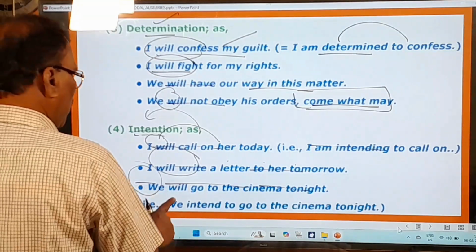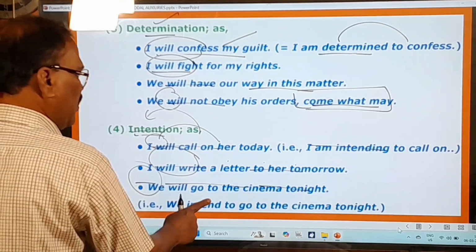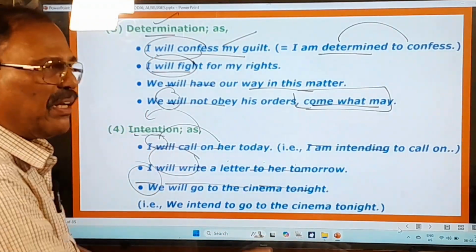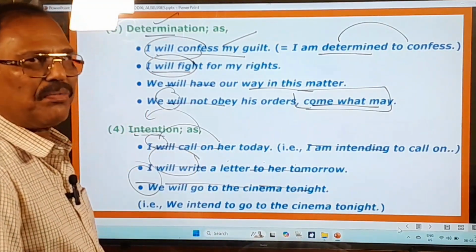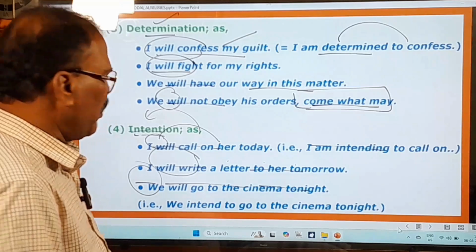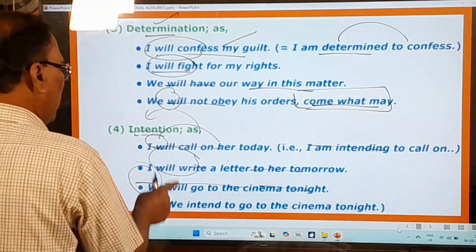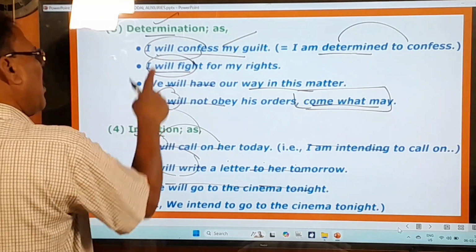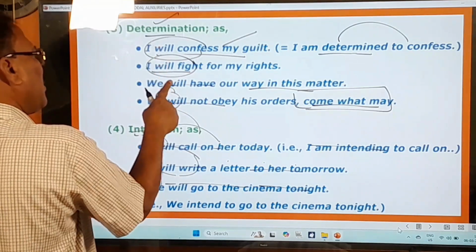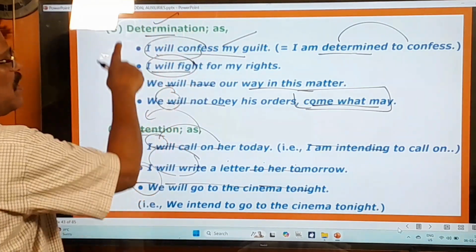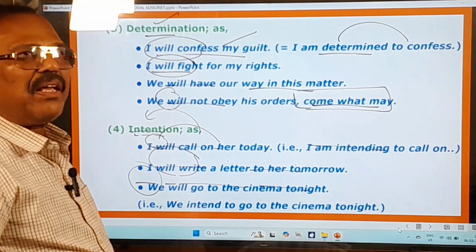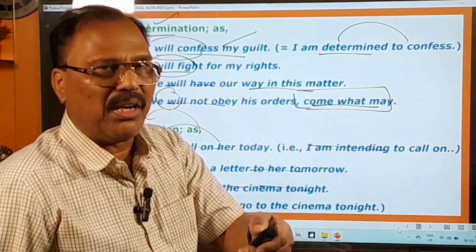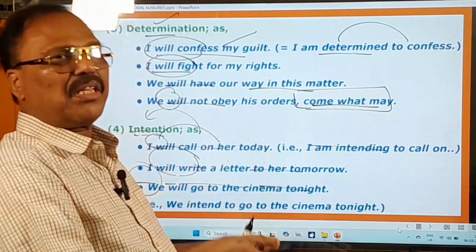That means the meaning of this is given here. We intend to go to the cinema tonight. మేము ఈ రాత్రికి సినిమాకు వెళ్ళాలని సంకల్పించాము. Intend, కోరుకున్నాము, something like that in Telugu. So in all these examples, this will is indicating the intention, the determination of these persons. So in this way, will, when used in the first person singular and plural, will indicate all these things.